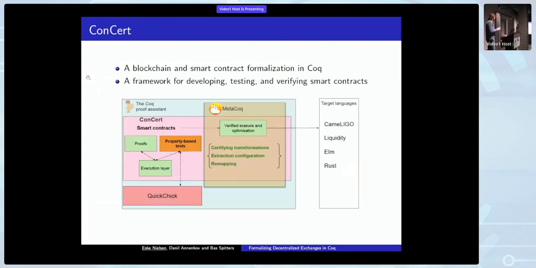So it's all inside of Coq. It has a formalized execution layer and also has an executable implementation of the blockchain, which means that you can actually execute your smart contract inside of Coq, which allows us to do things like property-based testing using the QuickChick framework. Similarly, we make use of the verified erasure in MetaCoq to provide verified extraction to several different smart contract languages. And this is all out there already, in previous publications.